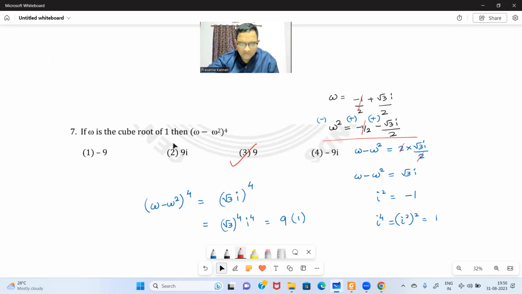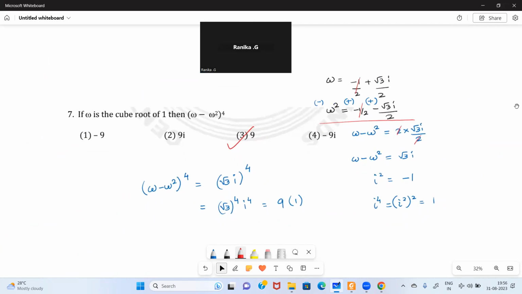Come on, go ahead. Well, as you already know, for omega, the root is minus 1 plus root 3i by 2. Then we split it as minus 1 by 2 plus root 3i by 2. Then for omega square, we do the same. The root would be minus 1 by 2 minus root 3i by 2. Then we subtract both. While subtracting, minus 1 by 2 and minus 1 by 2 would get cancelled.